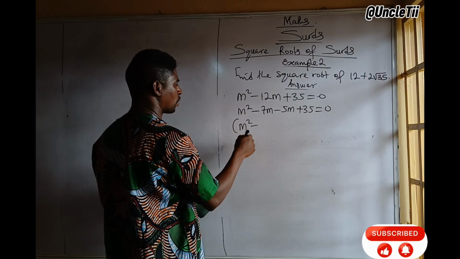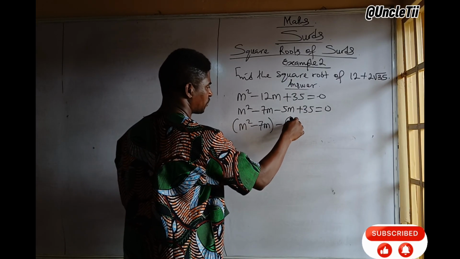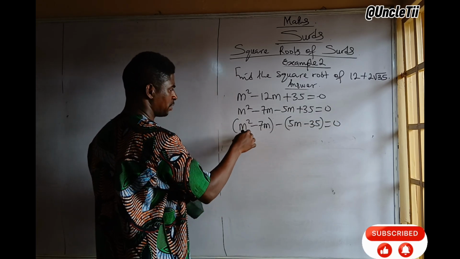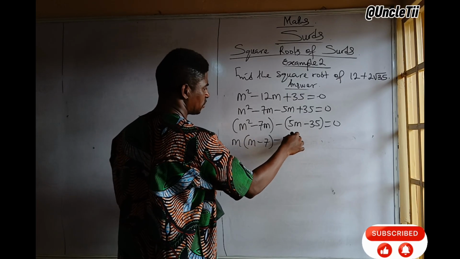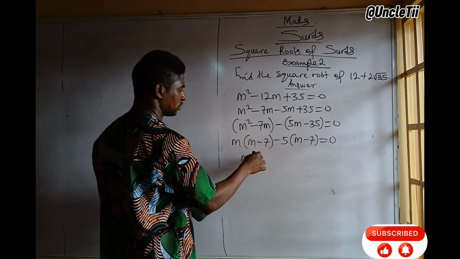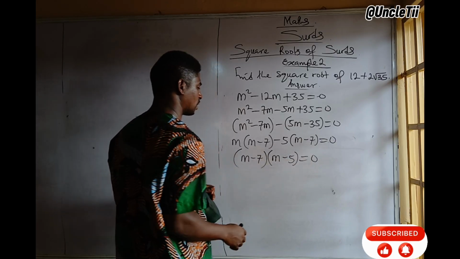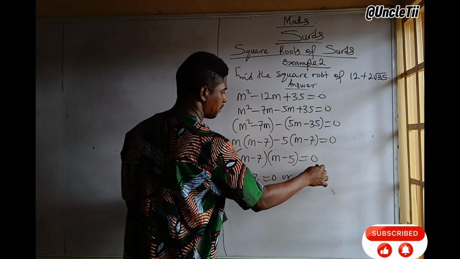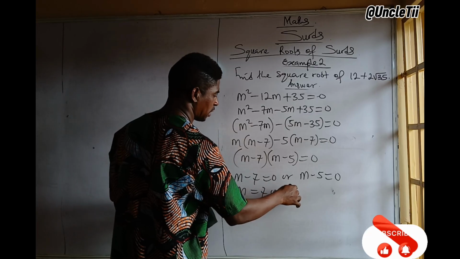Bracket opens, m squared minus 7m, minus bracket opens 5m minus 35, equal to 0. This will be m into m minus 7 minus 5 into m minus 7 equal to 0. So m minus 7 times m minus 5 will be equal to 0. That means that m minus 7 is equal to 0, or m minus 5 is equal to 0. That would mean that m is 7 or m is 5.